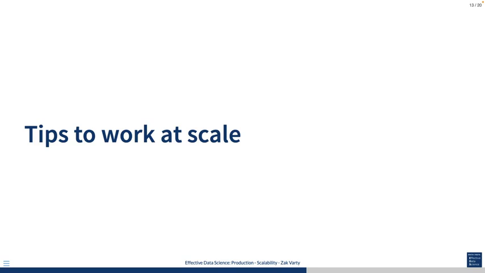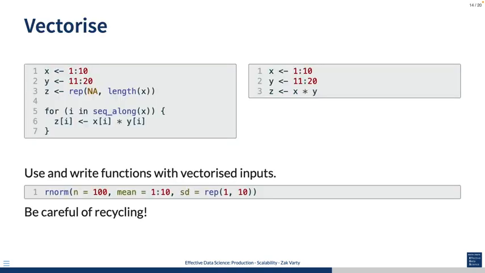So once we've identified which parts of our code are bottlenecks in terms of either storage or timing, what can we actually do to try and improve our situation? The first and most widely made recommendation is to vectorize your code. R is a heavily vectorized language where functions can take vector-valued arguments.